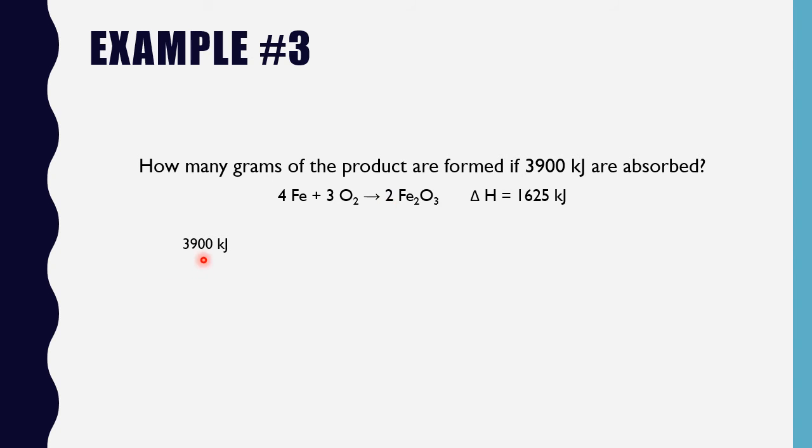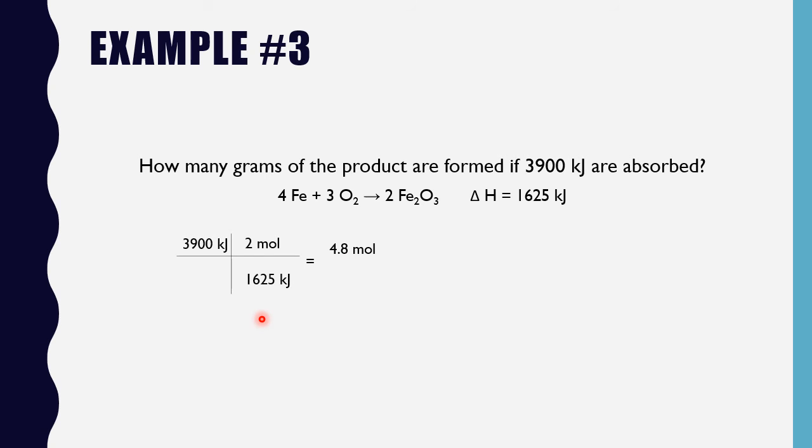So when I write my T table, the kilojoules are upstairs, so downstairs, so that they cancel out, has to be the kilojoules. So downstairs, I'm going to write the delta H, and upstairs, I'm going to write the moles. Remember, it's per 2 moles because in my chemical equation, ferric oxide has 2 moles. Multiply 3,900 times 2, divided by 1625. The kilojoules cancel out, and I'm left over with 4.8 moles.